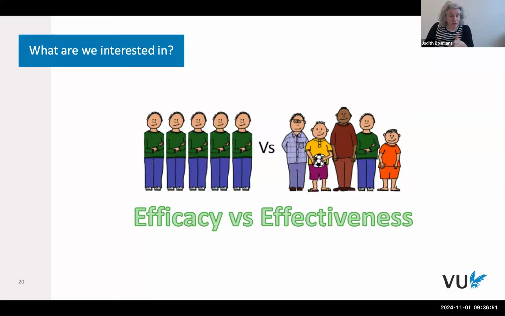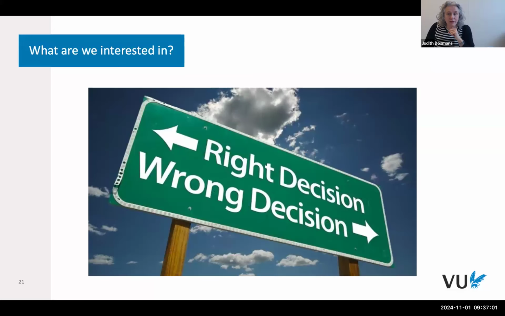So to support decision makers, we're interested in effectiveness, the real world impact of the new intervention compared to the standard of care. And if you base your decisions on these strictly controlled, randomized controlled trials, then it may be that you make a wrong decision, so that you decide, I'm going to reimburse this new intervention because it's turned out to be cost effective in a randomized controlled trial, but in the actual clinical practice, it may turn out not to be cost effective at all.